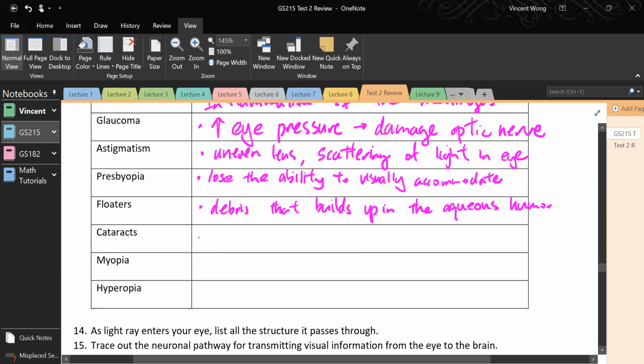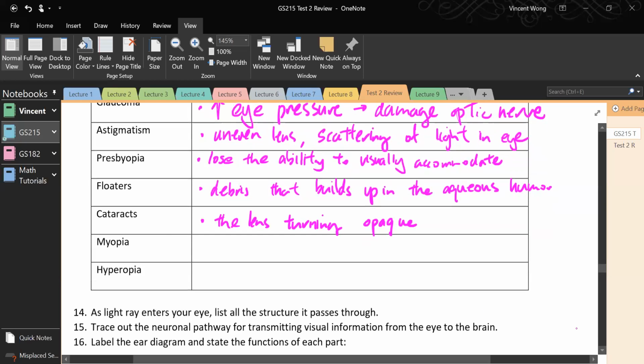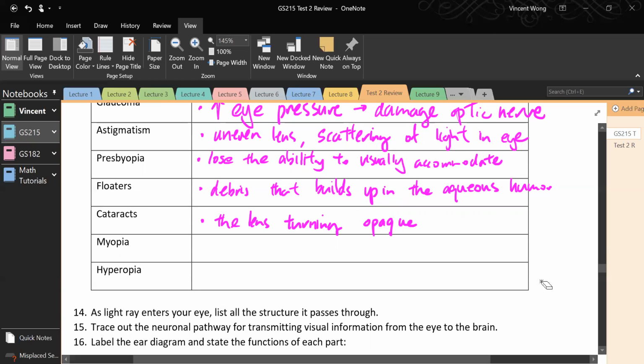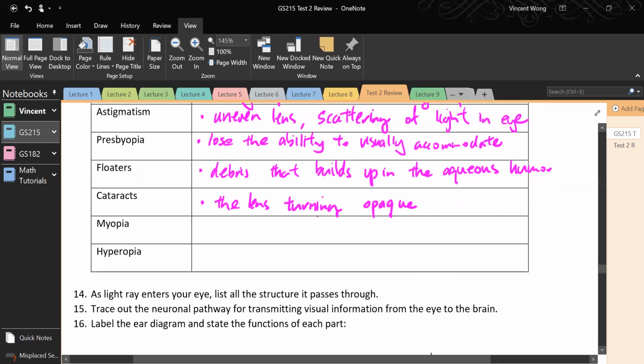Cataracts. What is cataracts? Cataracts is basically the lens turning opaque. Okay. Lens is supposed to be transparent, but if the protein in it starts to crystallize, then it turns opaque and you won't be able to see. Again, it's a progressive thing. You will progressively lose vision. Fortunately, you can do surgery to fix cataracts.